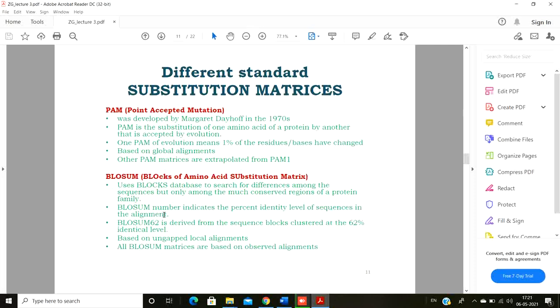Okay, understand? So in case of BLOSUM, you are not selecting a single amino acid. You are simply selecting a block of amino acids, and that block might be a huge chunk, a 5 to 6 amino acid region. That can be like that.